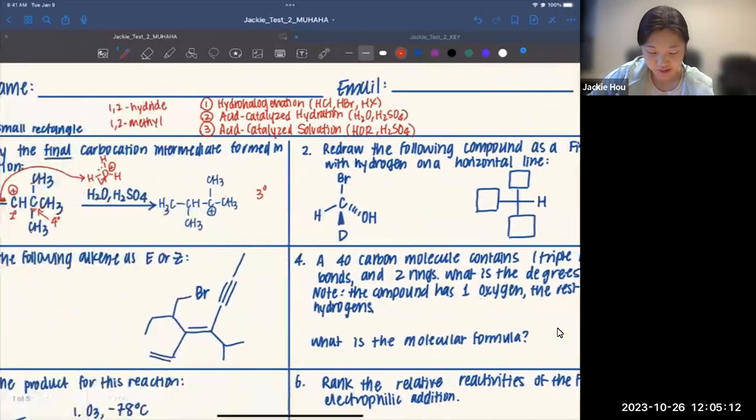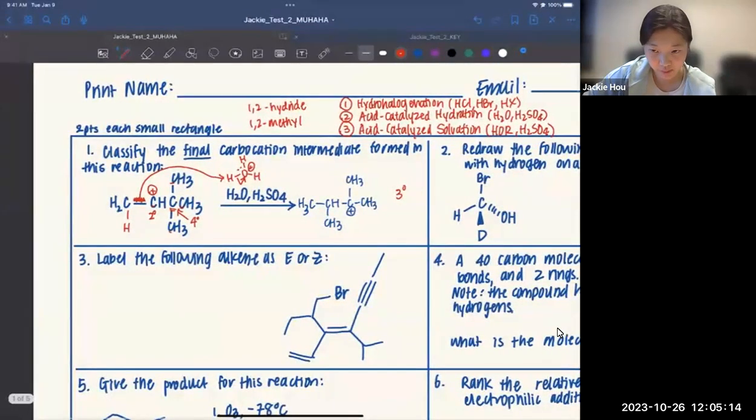So the rate determining step is whenever we break the pi bond, so it's going to be before the shift happens.